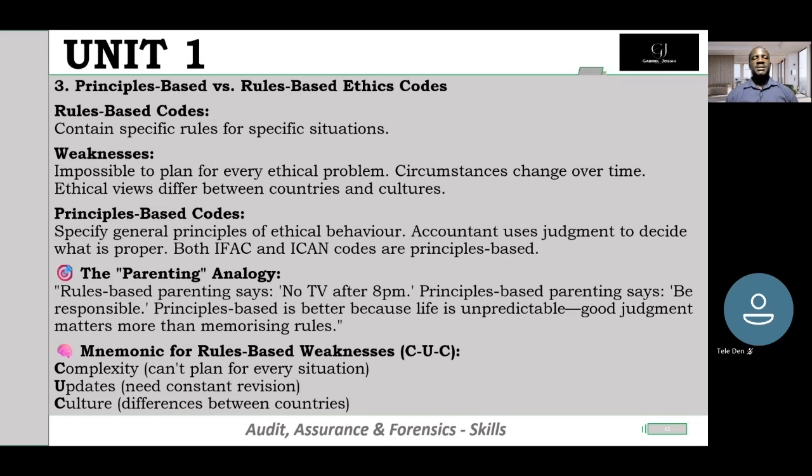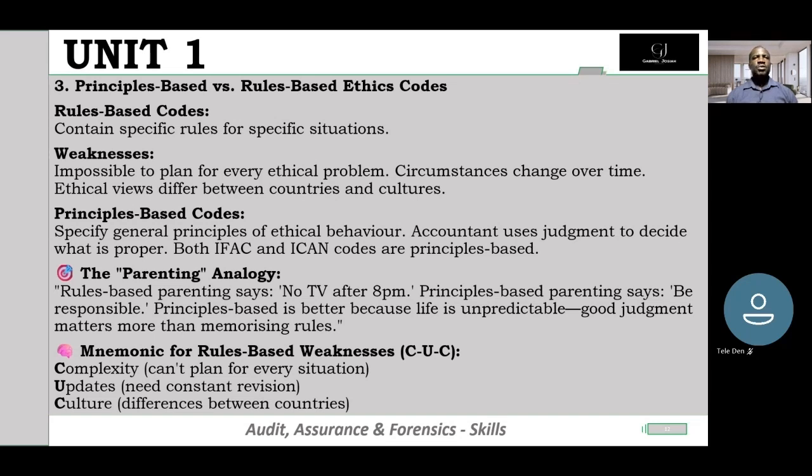All right, the next conversation we'll look at is about principle-based versus rule-based ethics codes. Now let's talk about the difference. You see, the rule-based codes contain specific rules for specific situations. Now, what's the problem here? It's impossible to plan for every critical problem. Circumstances change over time and ethical views differ between countries and cultures.